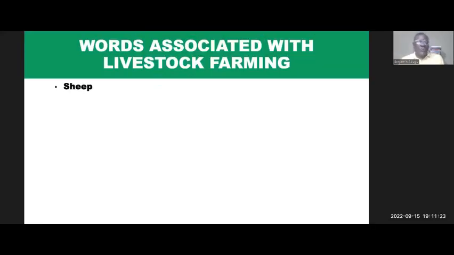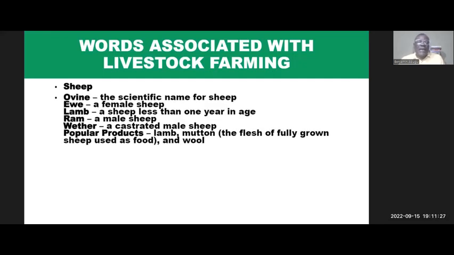Now we come to sheep, okay? Now the general name or the scientific name for sheep is ovine. Then you have the one you call ewe, E-W-E, a female sheep. Then lamb is a sheep less than 1 year in age. That is called a lamb.